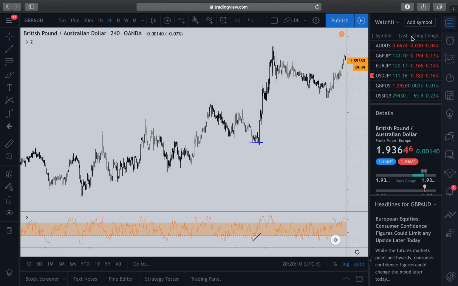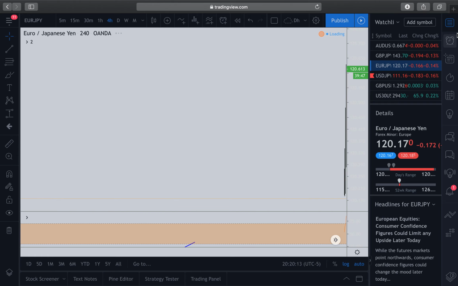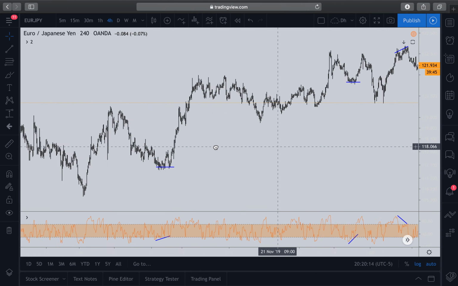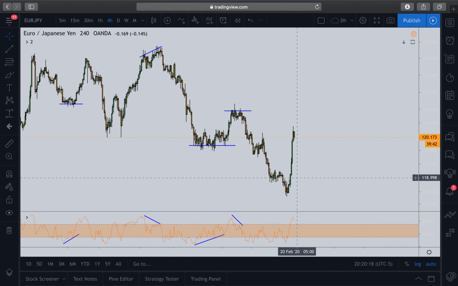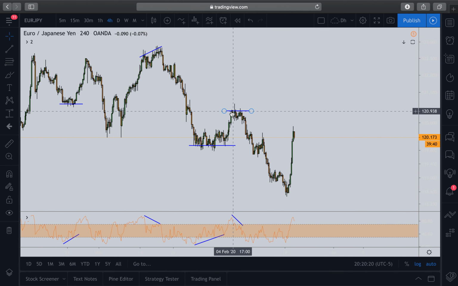I'm gonna go to EJ because I already have some preset situations here of divergence, and I just want you to see how they all played out. So same thing right here, right? Another situation of bearish divergence on EJ. We just went over EJ on the last video with Fibonacci, and just think about it, right?